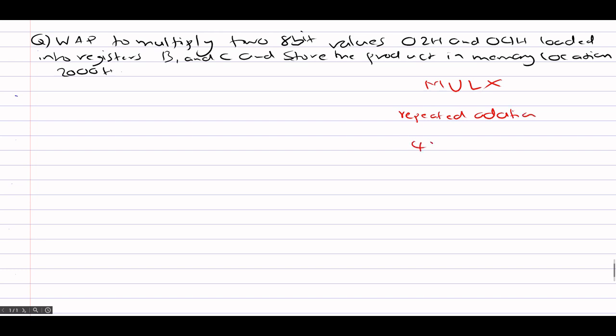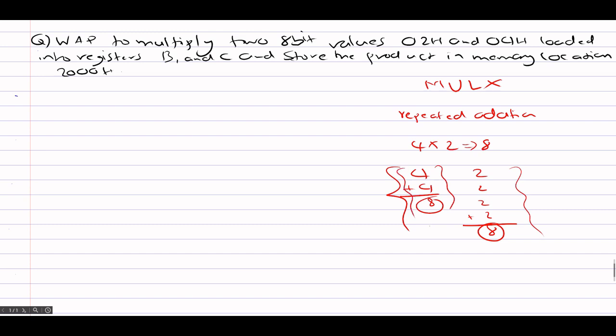Suppose we have to do 4 into 2, this is 8, and it could be interpreted as 4 plus 4, adding 4 2 times, which is also 8, and then adding 2 4 times, which is also 8. So we have to choose this repeated addition approach to do this multiplication task. So which of these operations would we do? For simplicity, we're going to choose this particular part here, repeatedly adding 4 2 times.